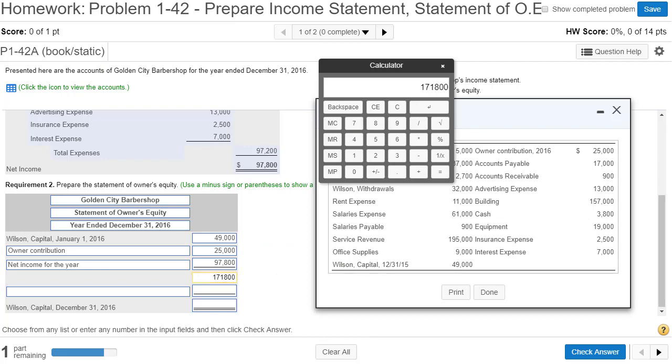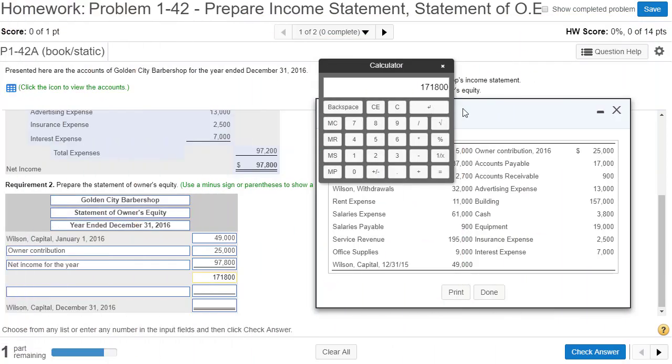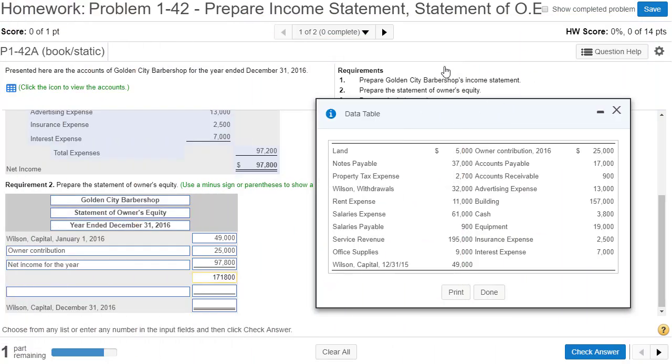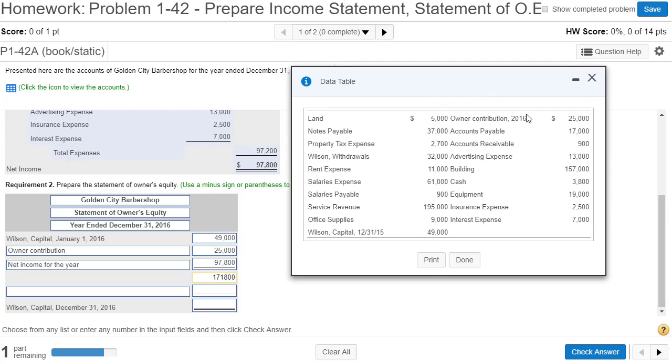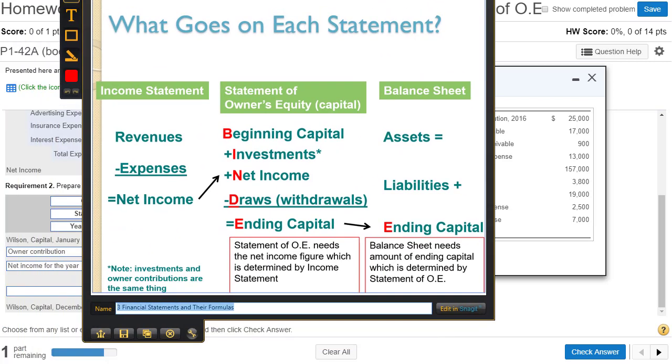All right, so what's the last thing on our formula? Beginning capital plus investments plus net income minus draws, also known as withdrawals. So over here in our box, we're going to look for draws or withdrawals. Do you see any? Here we go. Wilson must be the name of the owner. Wilson withdrew 32,000. Copy, paste, and now remember, this says minus draws.